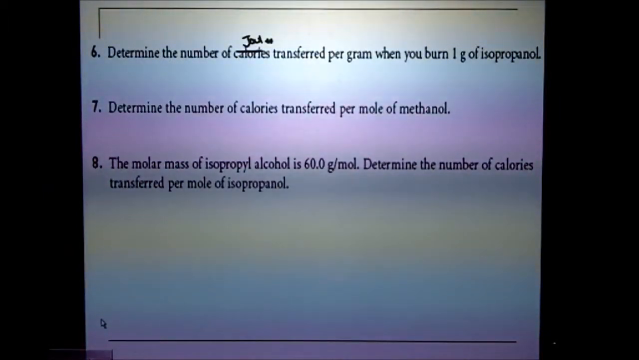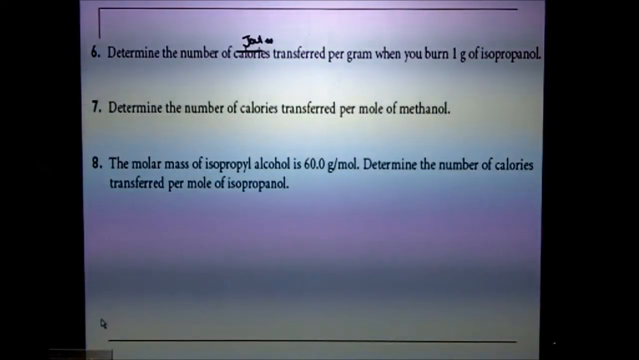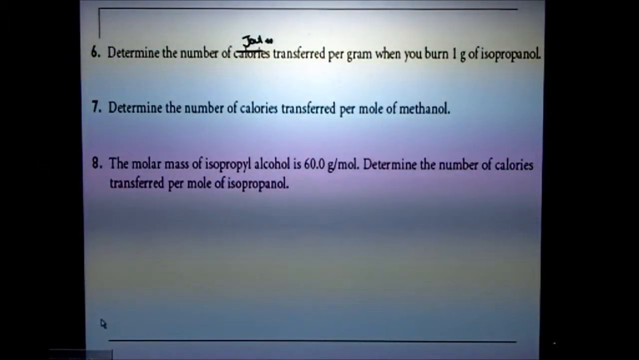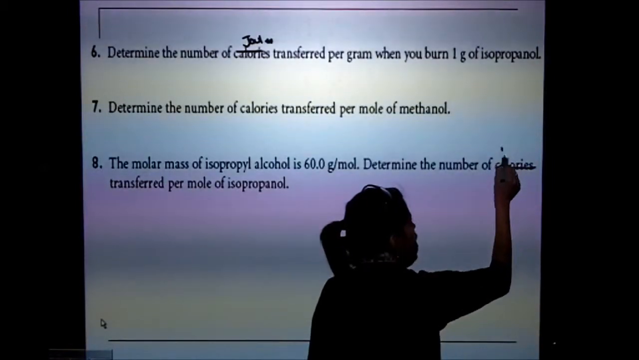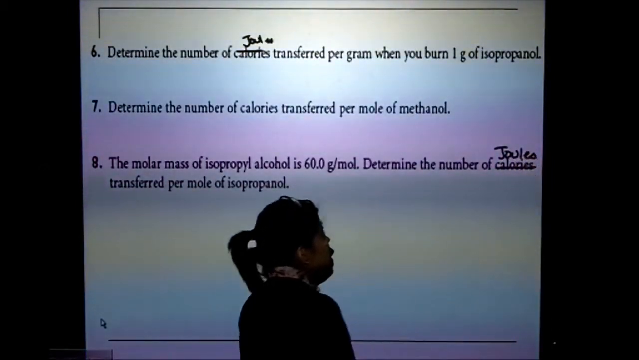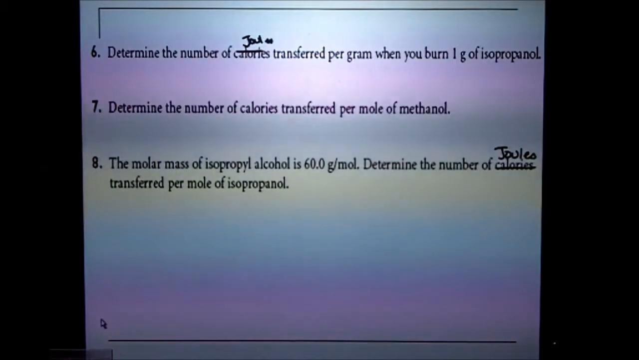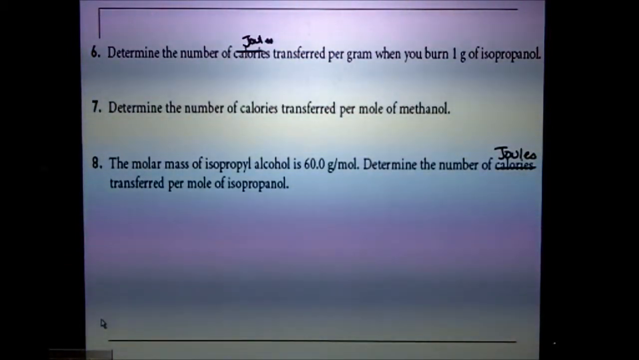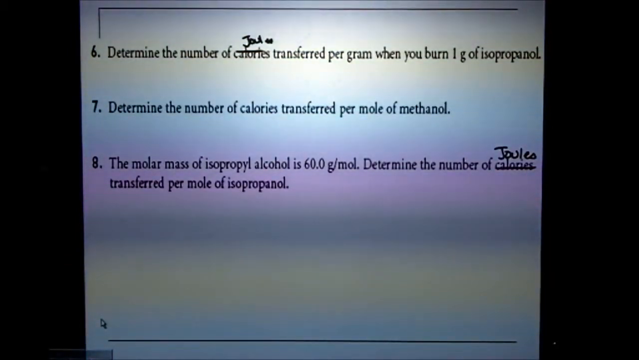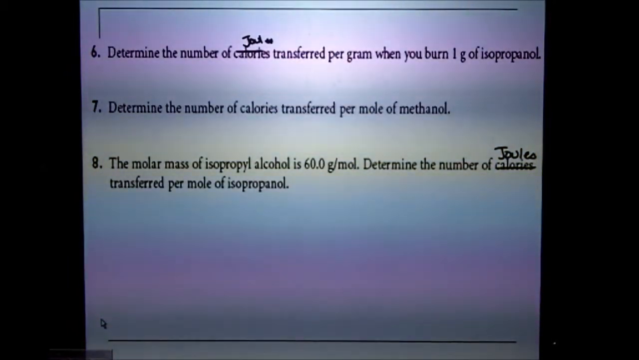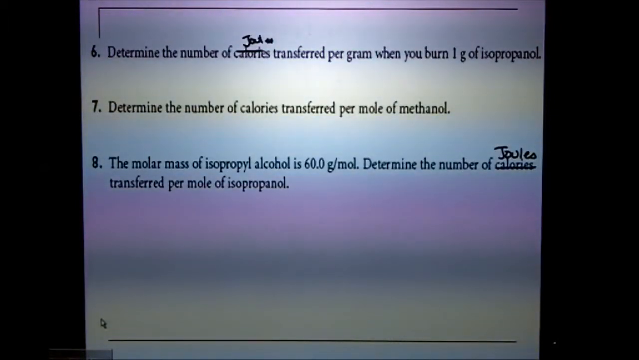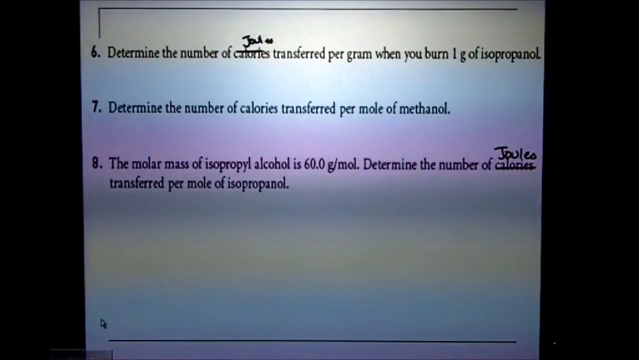Number 8 says the molar mass of isopropyl alcohol is 60.0 grams per mole. So this time they're giving you the molar mass instead of making you calculate it out. It says determine the number of calories transferred per mole of isopropanol. So again, we'll change calories to joules. And it's the same exact question as number 7. You're going to multiply the value of joules per gram of isopropyl alcohol, or isopropanol, times the molar mass. In this case, they're giving it to you, which is 60.0 grams per mole. So make sure all of your units cancel and circle your final answer for every question.